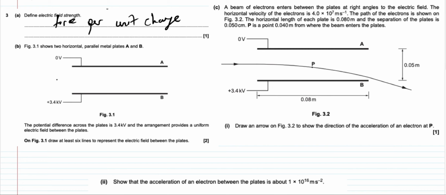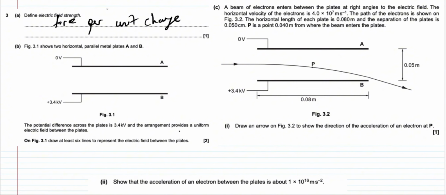All right. Now the question continues, and it says that figure 3.1 shows two parallel plates, metal plate A and B, and each of them has their own potential difference. So we can see that plate B has a positive 3.4 kilovolts, whereas the top plate has zero potential. So this obviously would have created a potential difference of 3.4 kilovolts.